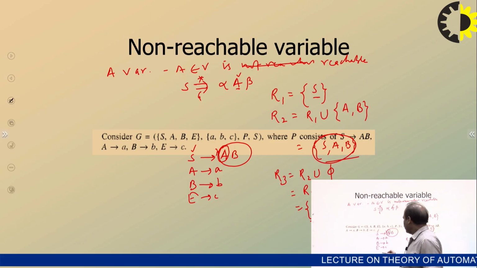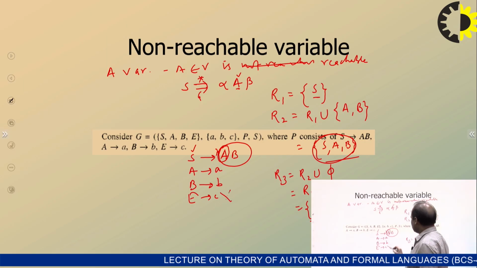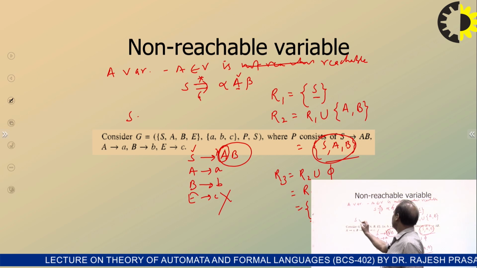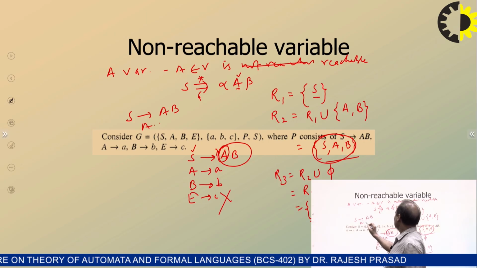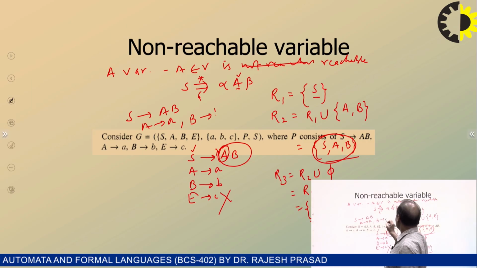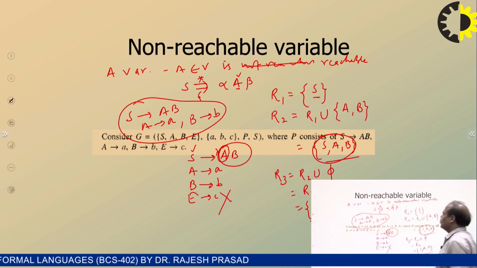non-terminal E is not reachable. So if it is not reachable, remove the production where it is appearing, right? So this is going to be removed. So the grammar with no non-active and no non-reachable variable is actually S goes to AB, and A goes to small a, and B goes to small b. This is the grammar which has no non-reachable and no non-active.